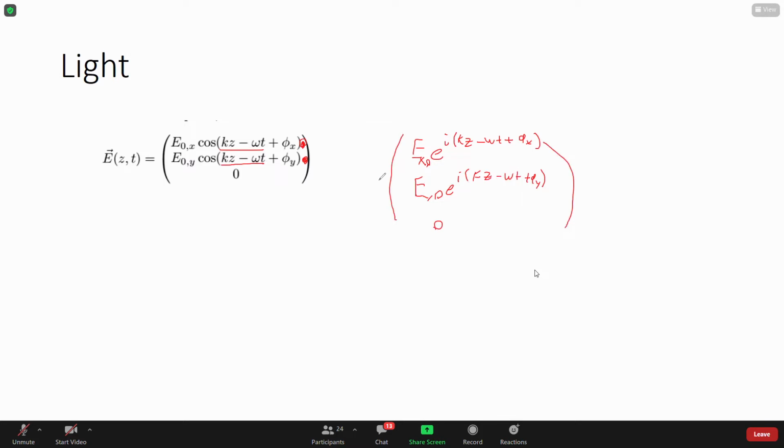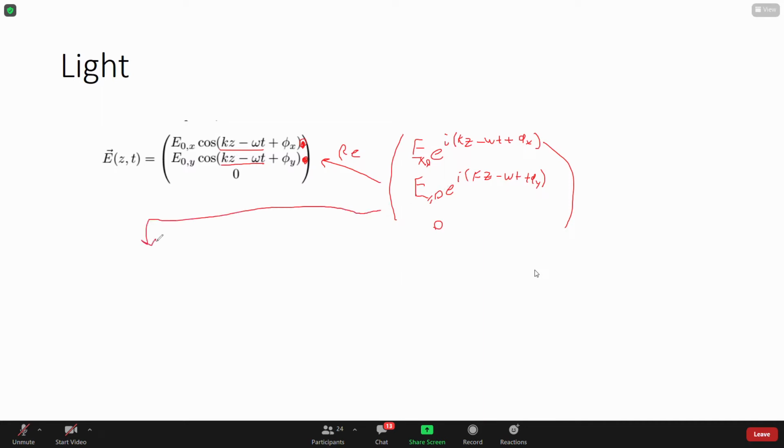And the only thing that we really need to know is that if you do it like this, it becomes much easier to do calculations, because exponents are easier to multiply or add together compared to cosines, as long as we remember that once we really want to know what we can measure, we have to take the real part. Okay, that's fine. This we can do. And then we can have this complex description.